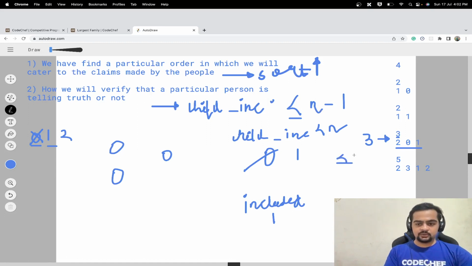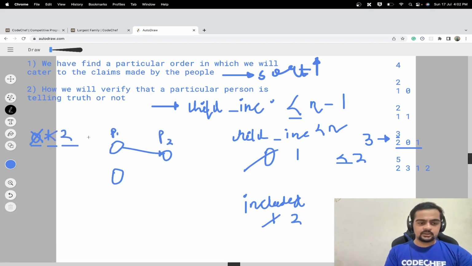N minus 1 would be 2 over here. Okay, so adding 1 is not surpassing 2, so obviously we can include this, so included would become 2, and we can see this as this. Suppose a person p1 is a parent of person p2. Okay, now this is also done.